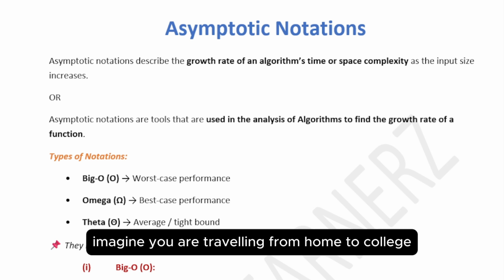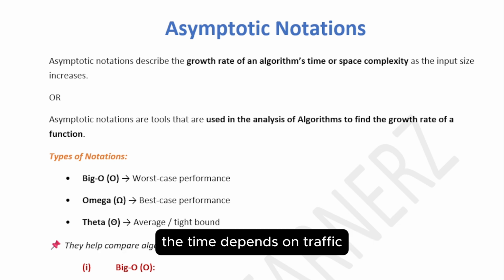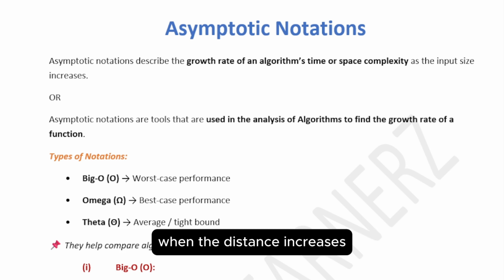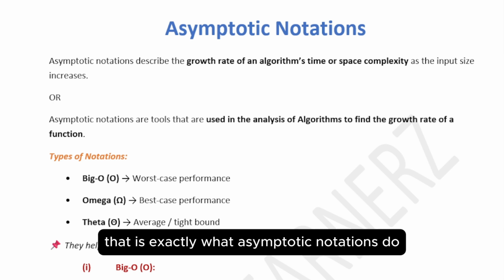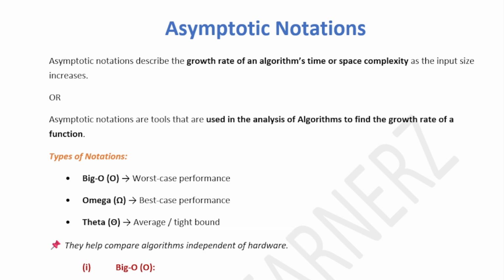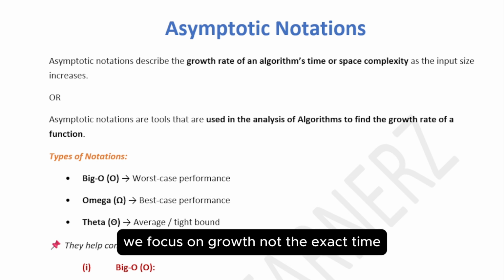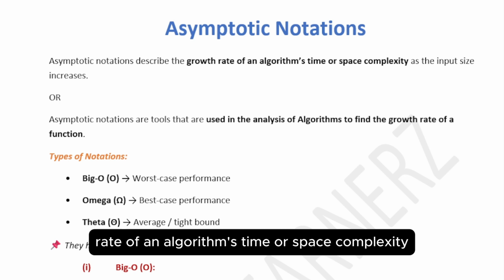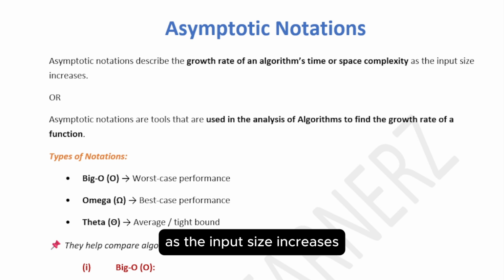Imagine you are traveling from home to college. The time depends on traffic, vehicle, and the road conditions. But we want to know how the time increases when the distance increases. That is exactly what asymptotic notations do for algorithms. We focus on growth, not the exact time. So, asymptotic notations describe the growth rate of an algorithm's time or space complexity as the input size increases.